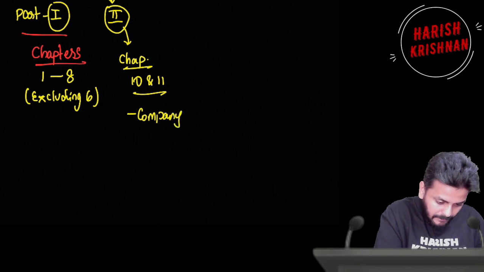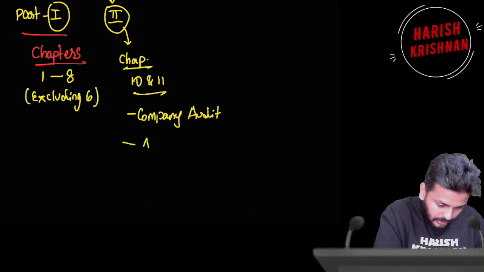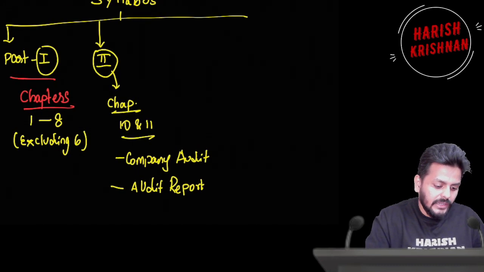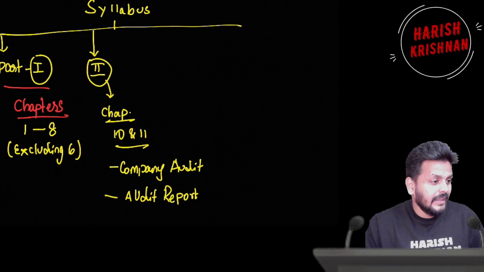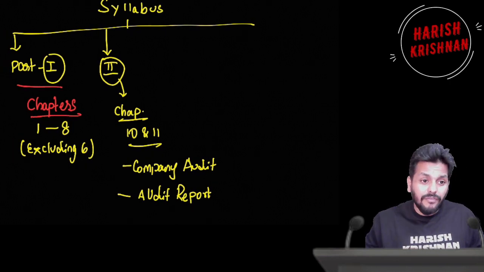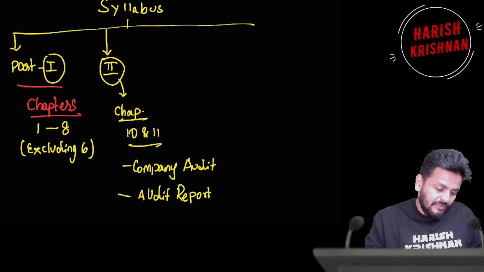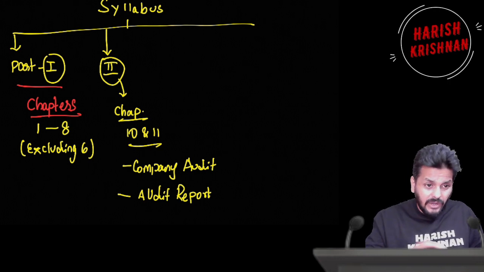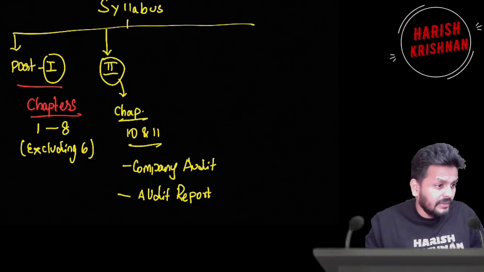So in these 2 we're going with company audit and audit report. Now audit report also includes CARO. I will also tell you the coverage here. So chapters 1 to 8 and of course 10 and 11. These are very important in terms of marks, because roughly what you see right now on screen caters to around 50-55 marks out of that 90 that we have spoken about, or sometimes even more than that.